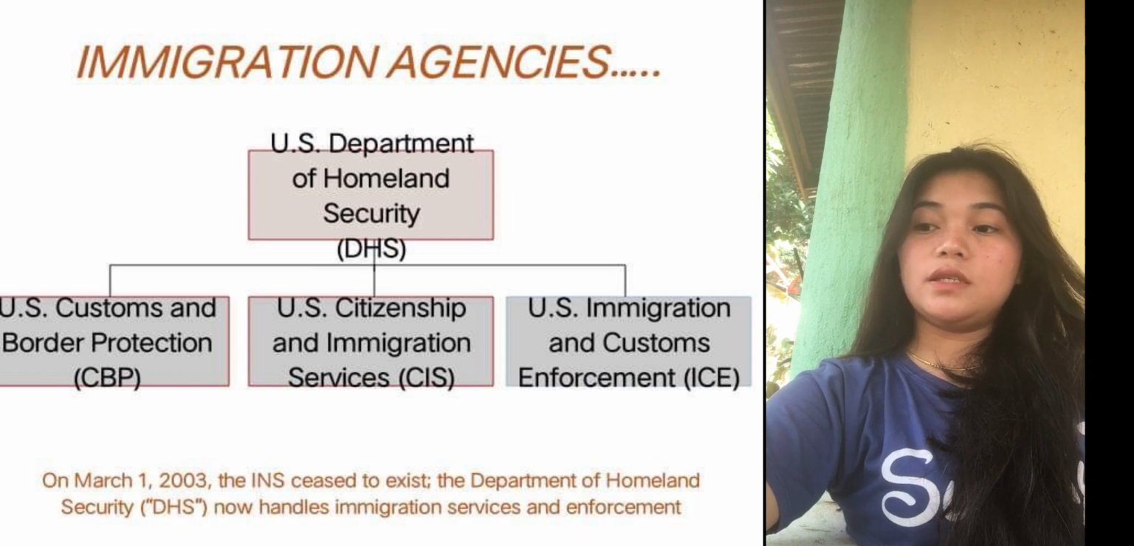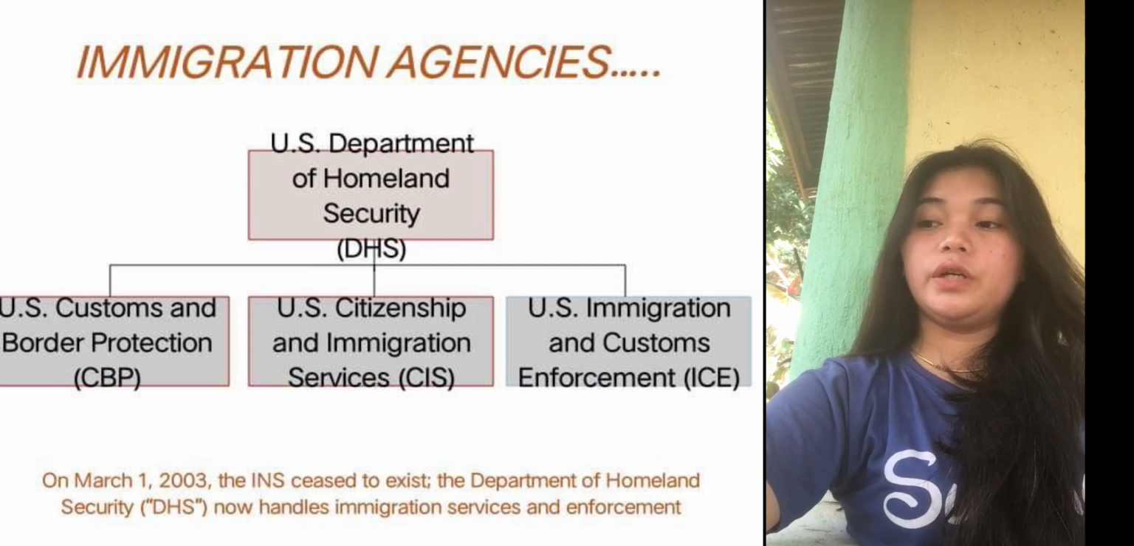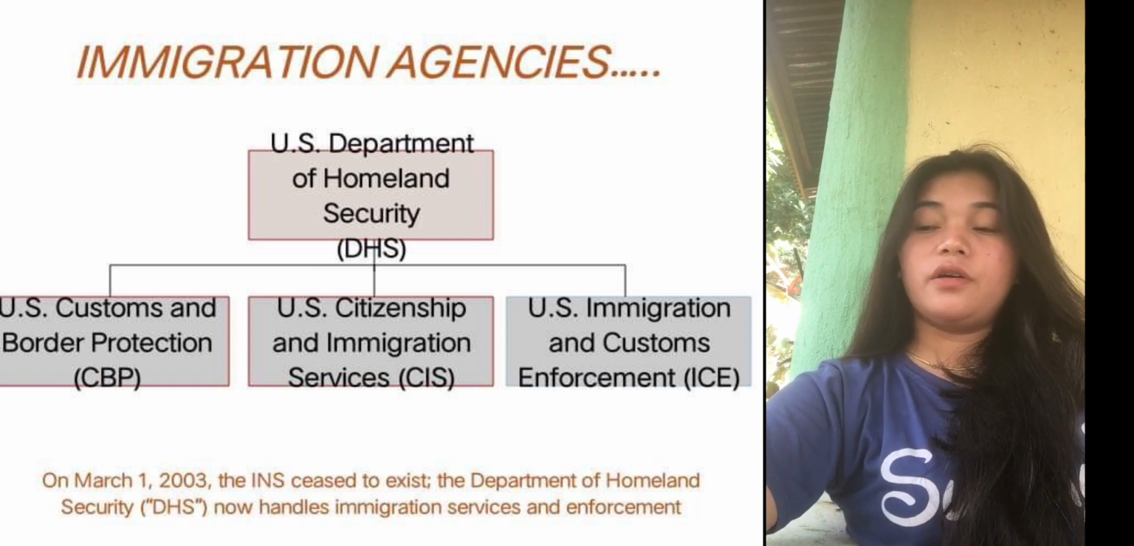Immigration agencies: the U.S. Department of Homeland Security, or DHS, with U.S. Customs and Border Protection, or CBP, while U.S. Citizenship and Immigration Services, CIS, and U.S. Immigration and Customs Enforcement, which is ICE.